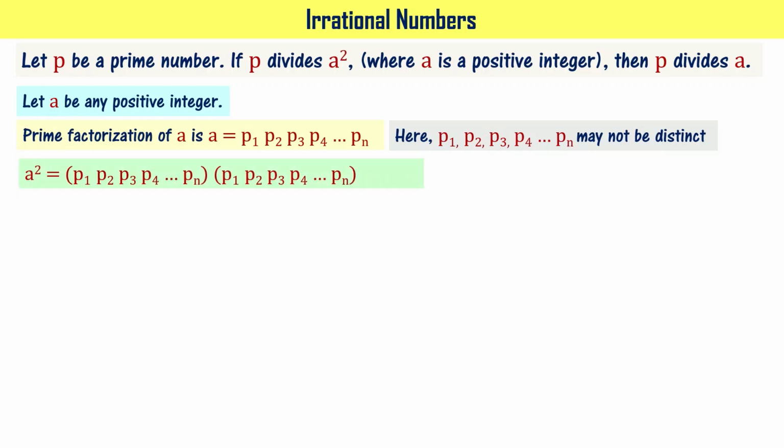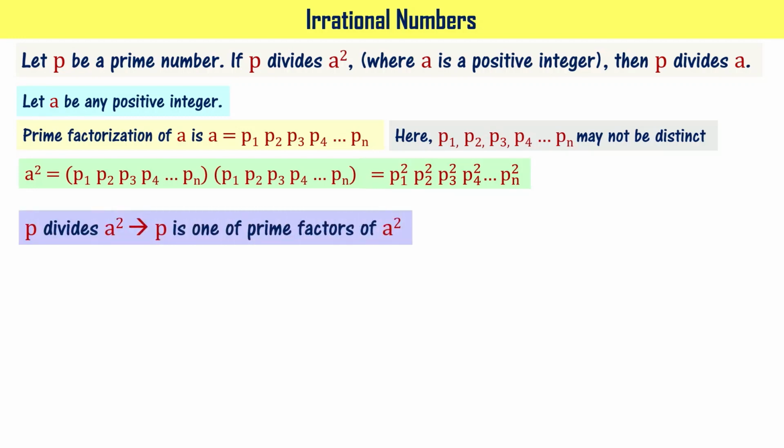It means a square can be written as a times a. It means I can write it as p1, p2, p3, p4 and so on up to pn times p1, p2, p3, p4 and so on up to pn, right? So when you simplify this, I can write it as a square equal to p1 square times p2 square times p3 square times p4 square and so on up to pn square, right?